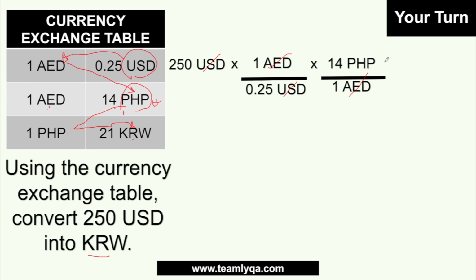Ang gusto mo maging KRW siya. So, ilalagay mo yung PHP sa ilalim, sa huli, at sa taas mo na ilalagay yung KRW. Makakancel ngayon yung PHP, matitira yung KRW. Yan na yung final na unit. So, kompleto na yung ating journey. Nagsimula ka sa USD, magiging KRW. So, all you have to do is to solve it like that.